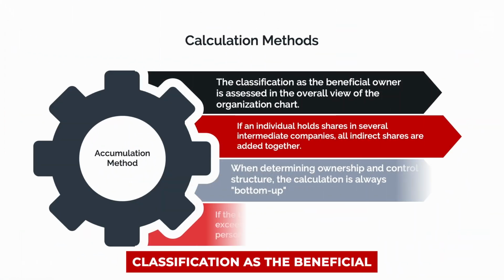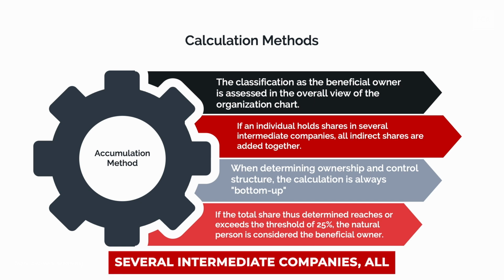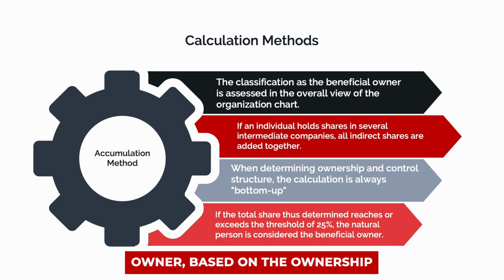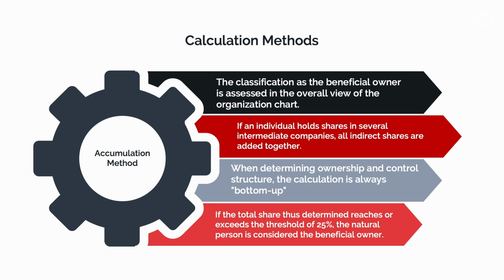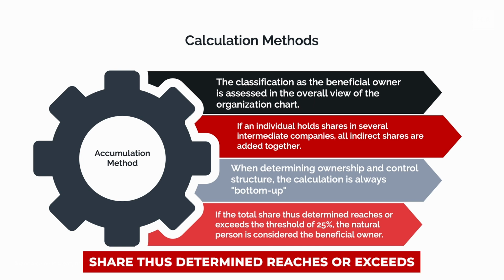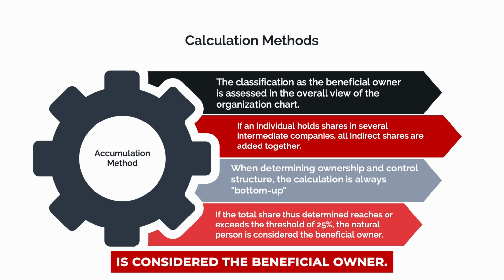Accumulation method. The classification as the beneficial owner is assessed in the overall view of the organization chart. All direct and indirect shares of a natural person in a legal entity are taken into consideration. If an individual holds shares in several intermediate companies, all indirect shares are added together. When determining the beneficial owner, based on the ownership and control structure, the calculation is always bottom-up. In other words, from the natural person through the levels of participation up to the contractual partner. If the total share thus determined reaches or exceeds the threshold of 25%, the natural person is considered the beneficial owner.